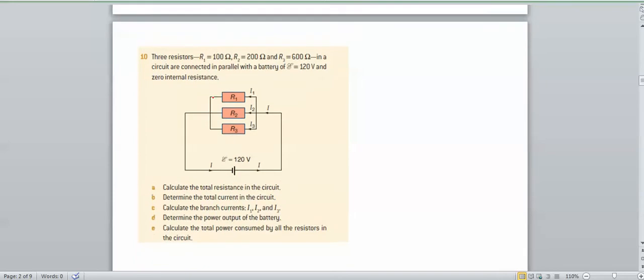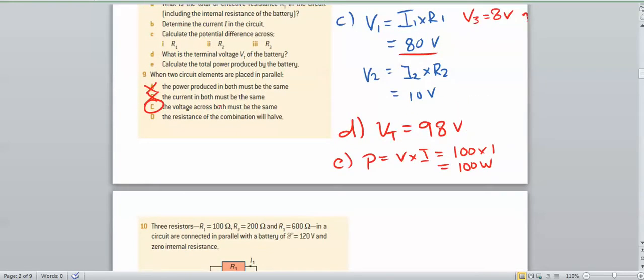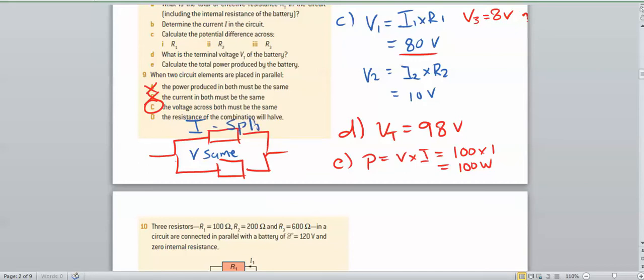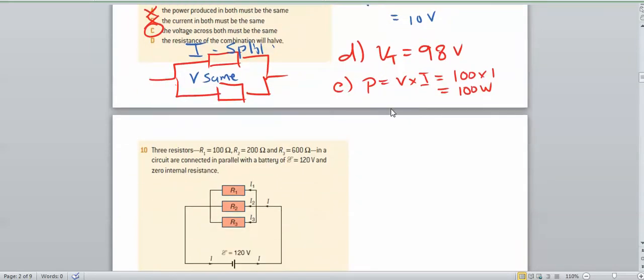Question 10, and that is such an important point: the voltage across a parallel circuit. I'm going to just drum it over again and again. The voltage is the same, and the current is split. Now it's split depending on the resistances, and you can use Ohm's law to find those out.